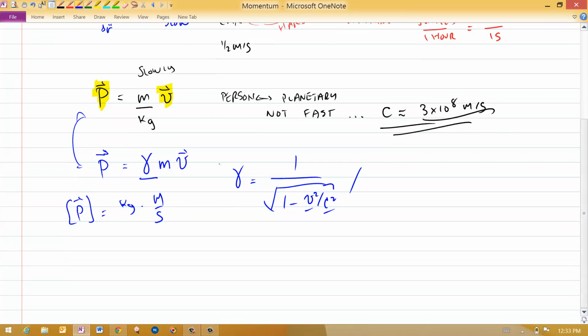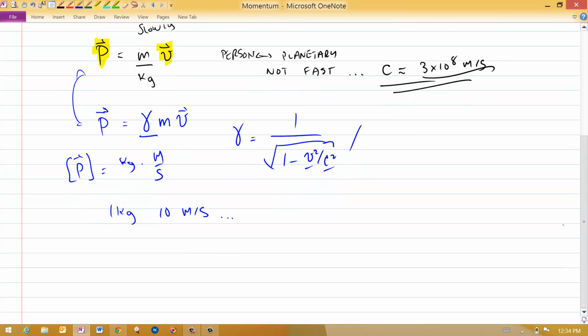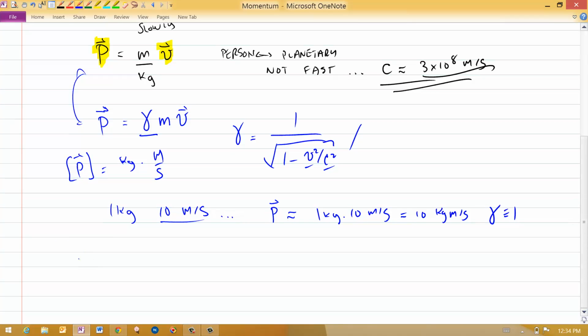So, how big is this gamma? Let's suppose we've got a 1 kilogram object that is going at 10 meters per second. What is the momentum? Well, the momentum is clearly going to be very, very close to 1 kilogram times 10 meters per second, or 10 kilogram meters per second. But that's assuming that gamma is exactly 1 for this object that's moving at 10 meters per second. Let's see how big the gamma really is. So gamma is 1 divided by the square root of 1 minus v squared over c squared. Now if you take that 10 meters per second and divide it by 3 times 10 to the 8 and square it and put that into your calculator, you're going to get exactly 1.